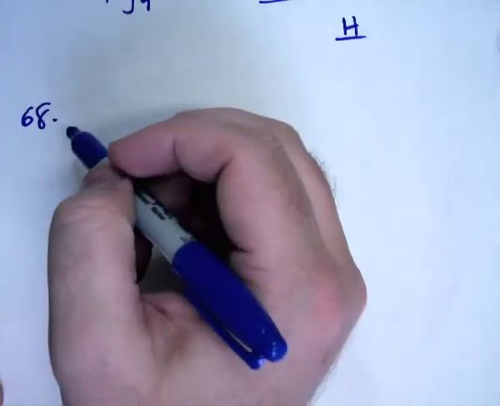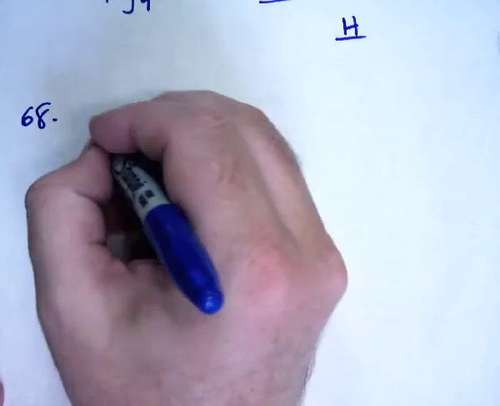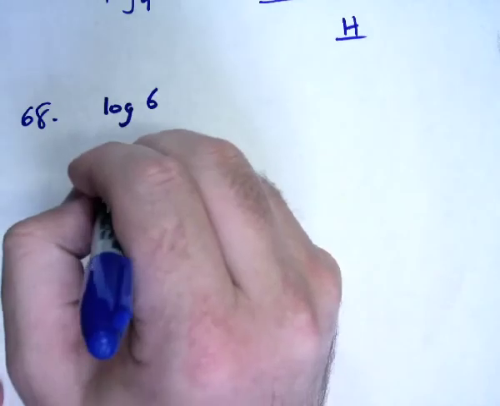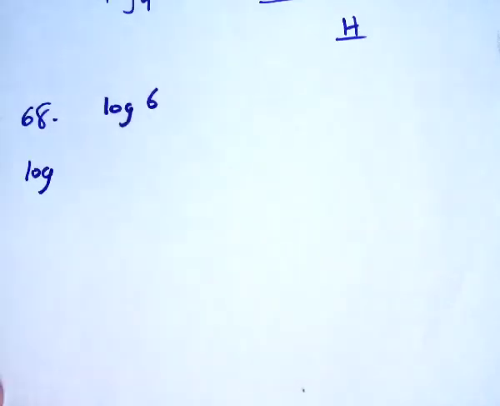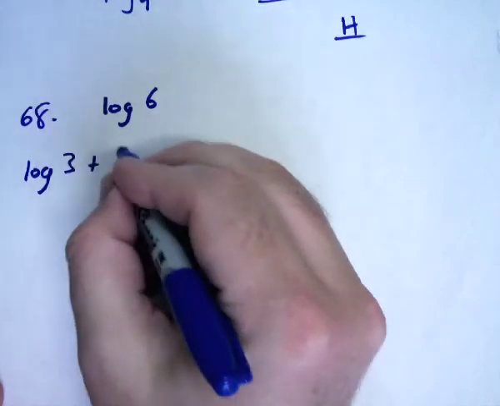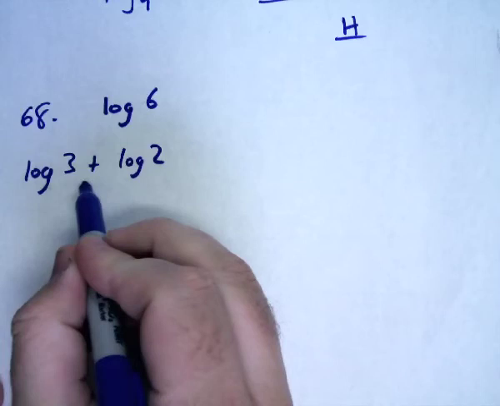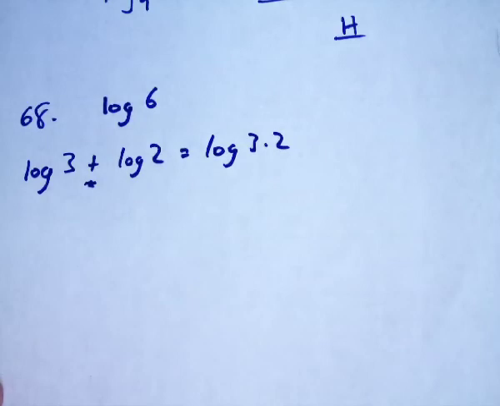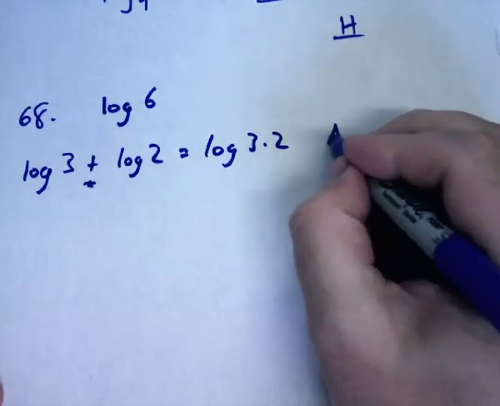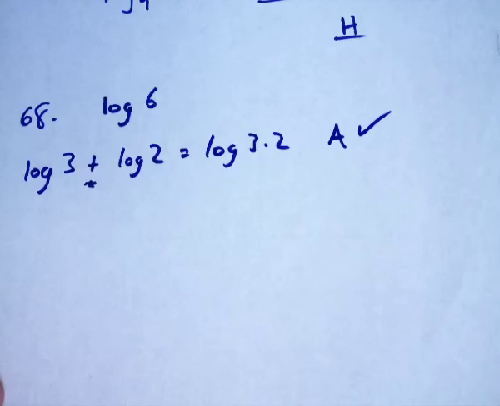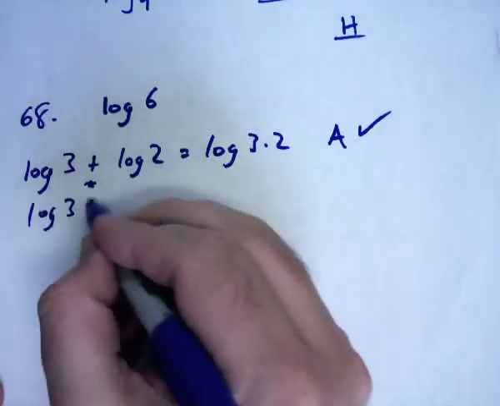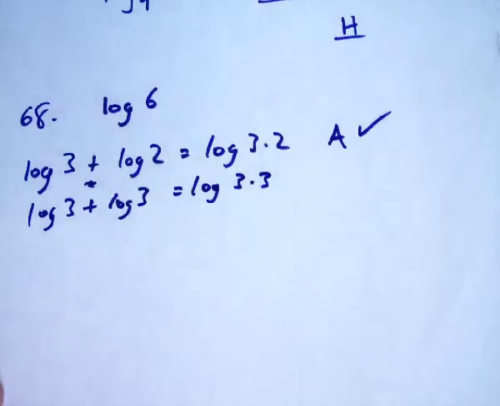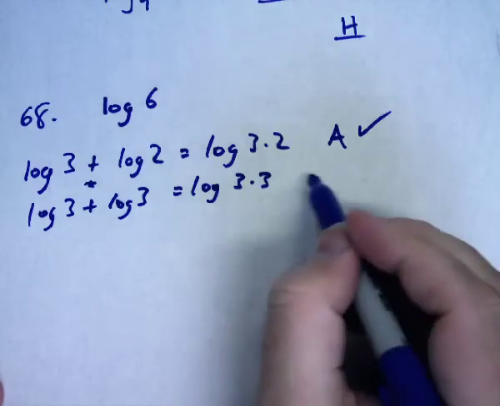And the last problem is 68. Which logarithmic expression is equal or equivalent to log 6? So we look at A. Log 3 plus log 2. When I add logarithms, I multiply the two numbers. And log 3 times 2 is log 6. So A looks like it's going to be our answer. But let's take a quick look at B. Log 3 plus log 3. This equals log 3 times 3. Well, 3 times 3 is 9, so B doesn't work.